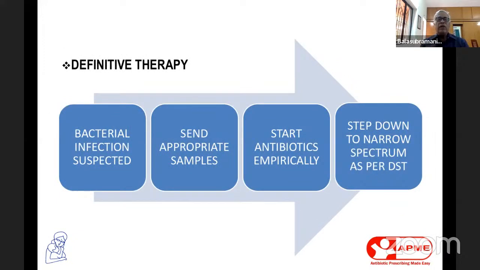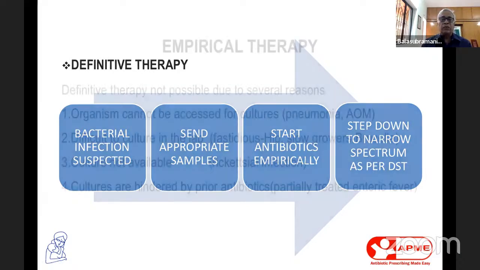When it comes to definitive antibiotic therapy, if you suspect a child to have a bacterial infection, you should send appropriate samples wherever necessary, urine, blood, CSF, etc. And you don't wait for the reports, you start antibiotic empirically. And then based on your microbiology input, you step down to the narrow spectrum as per drug susceptibility testing.